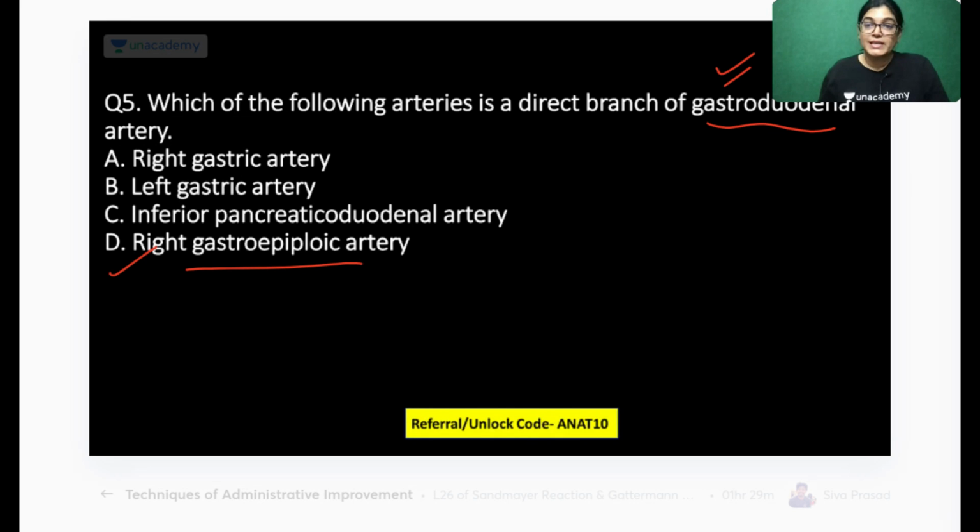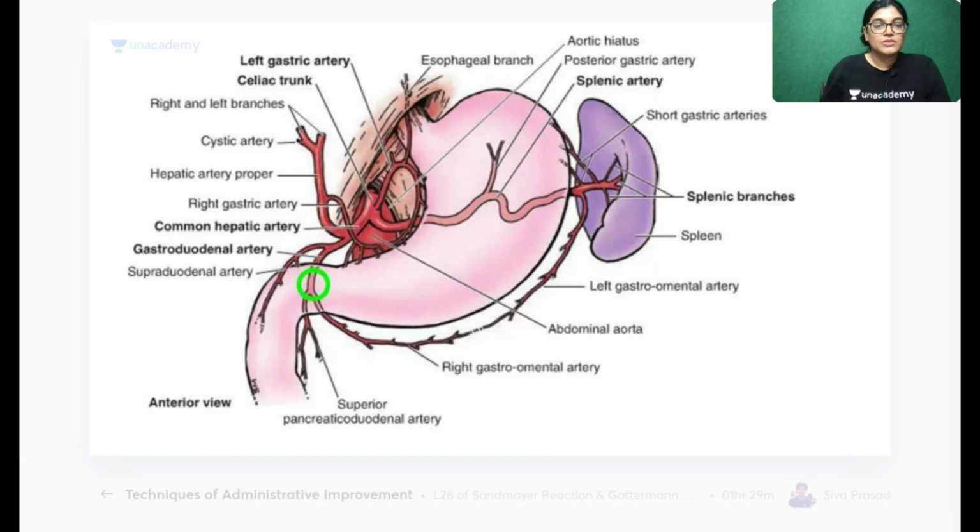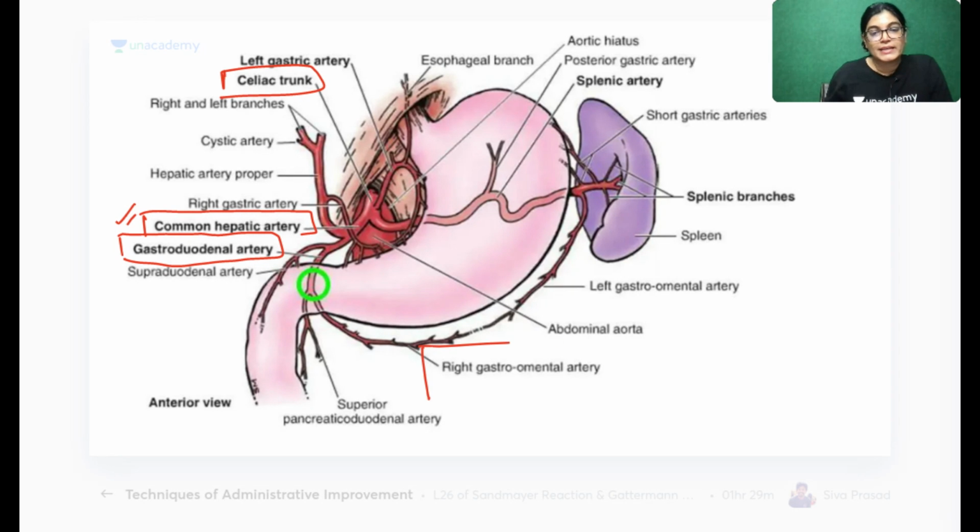So I would like to show you a diagram where you can appreciate this. Can you see there? Here you can see this is the gastroduodenal artery, which I have marked here, and in this diagram the gastroduodenal artery is arising from the branch of the celiac trunk, that is the common hepatic artery. Yes, absolutely right, Praveen. This is the common hepatic artery, which is again giving the gastroduodenal artery.